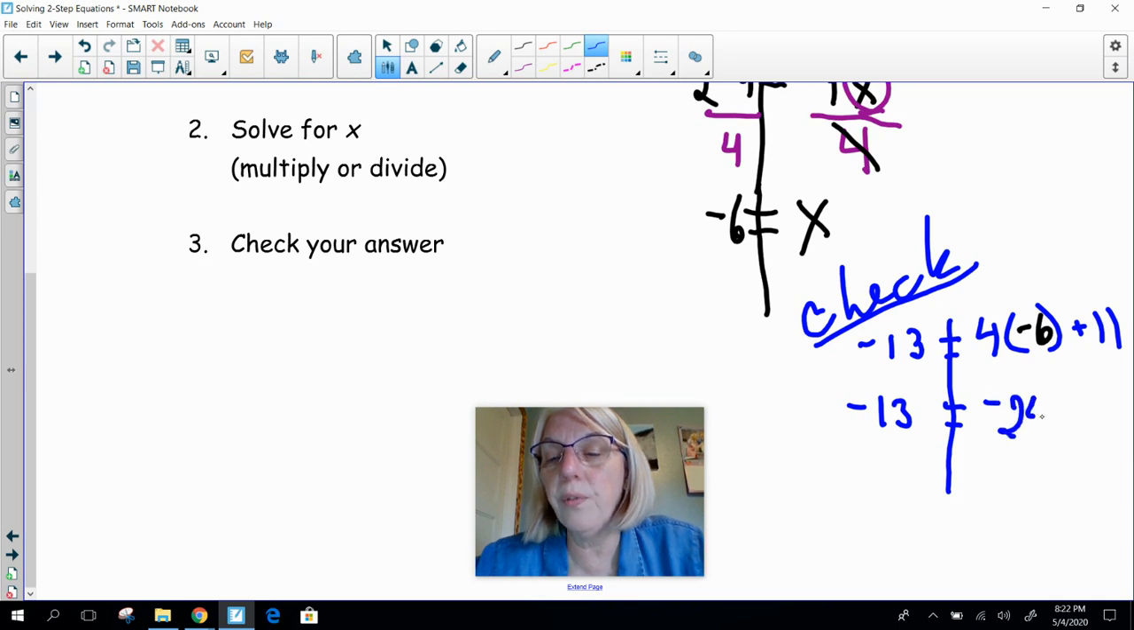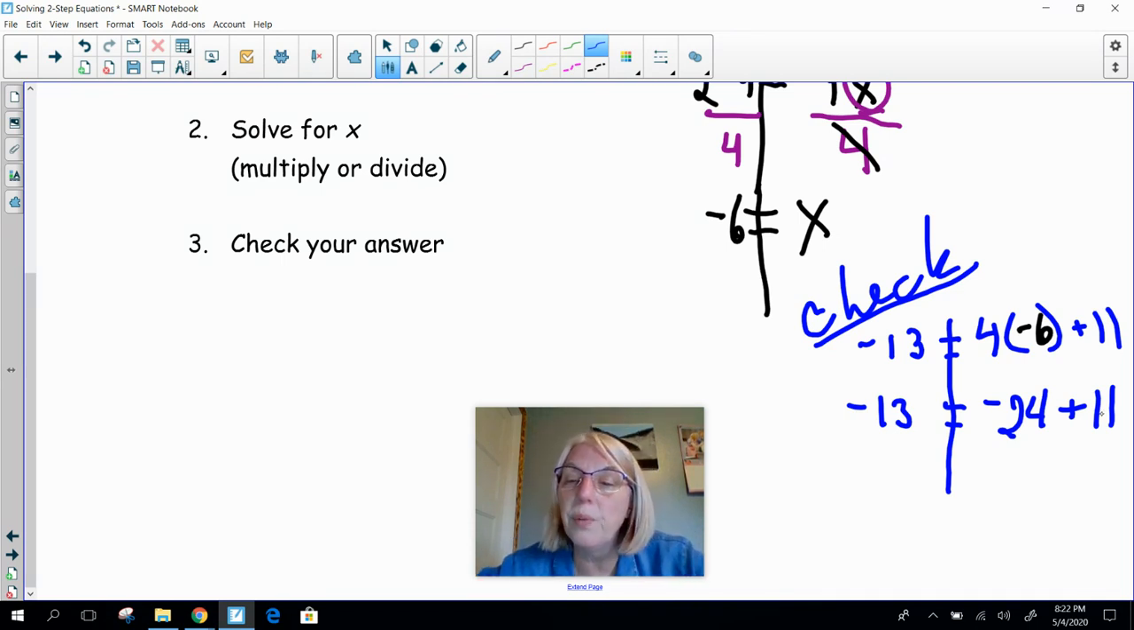That's -24 plus 11. You're welcome to use a calculator if you want, but remember, if one's positive and one's negative, we subtract them. So 24 and 11, if we subtract them, we're going to get 13. And since the largest absolute value is 24, and because it's negative, it's going to be -13. And so does -13 equal -13? And it's true, it sure does.